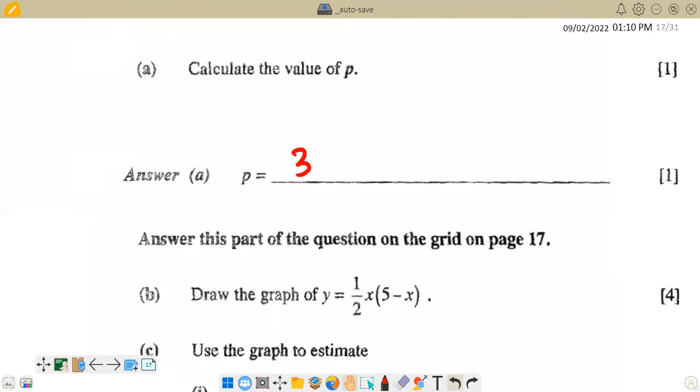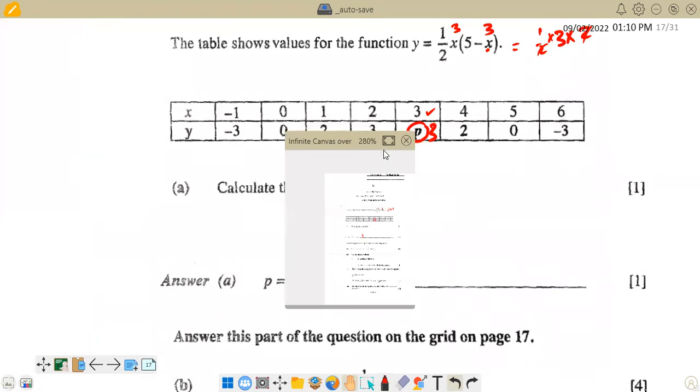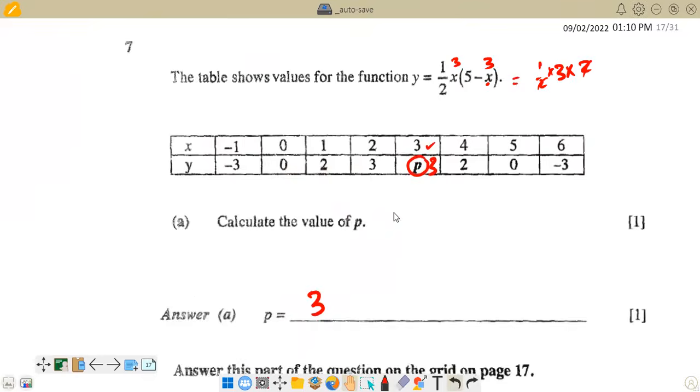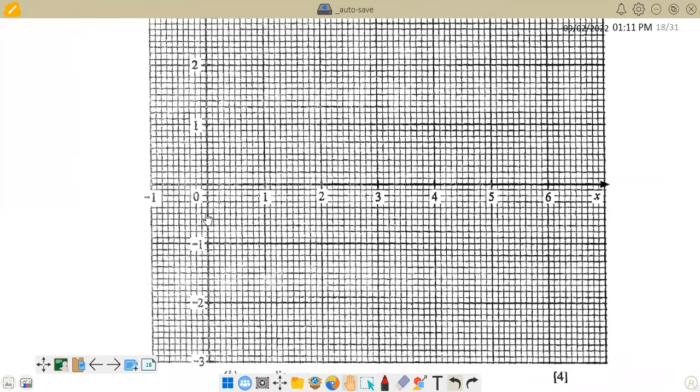Now let's mark, because we know for us to sketch this, we need the points. So let us take our points here. The first point is (-1, -3). So this is what we need on our table: (-1, -3). When x is -1, y should be -3.